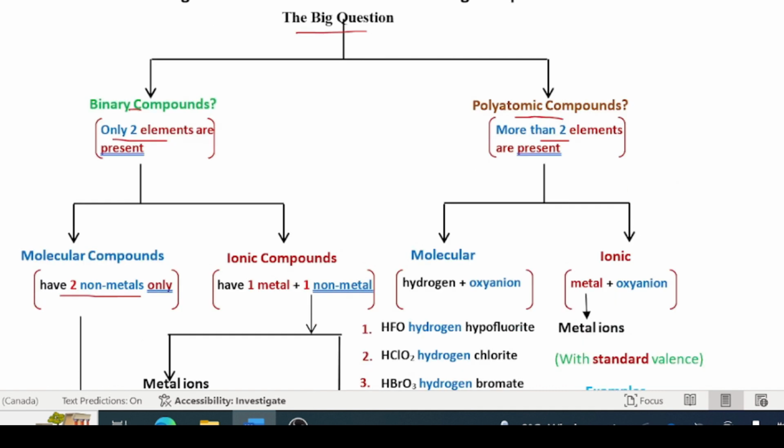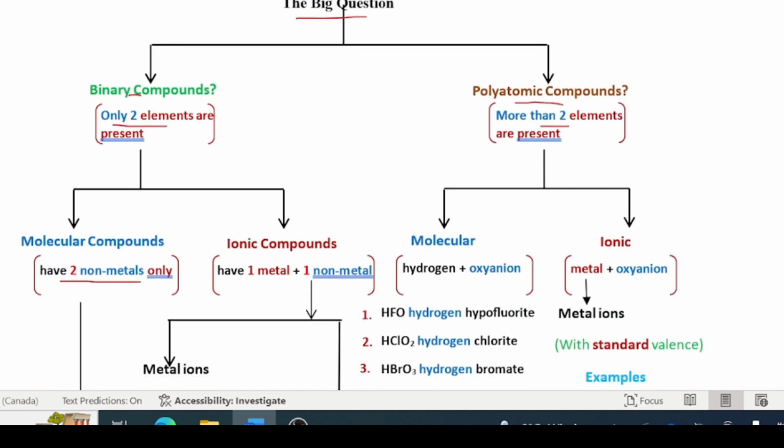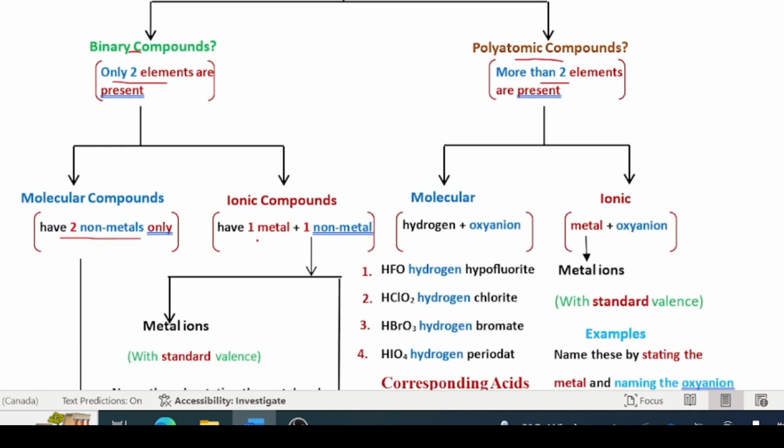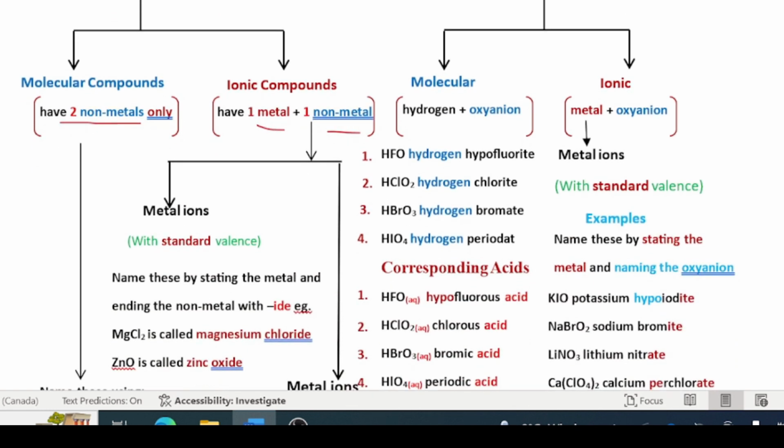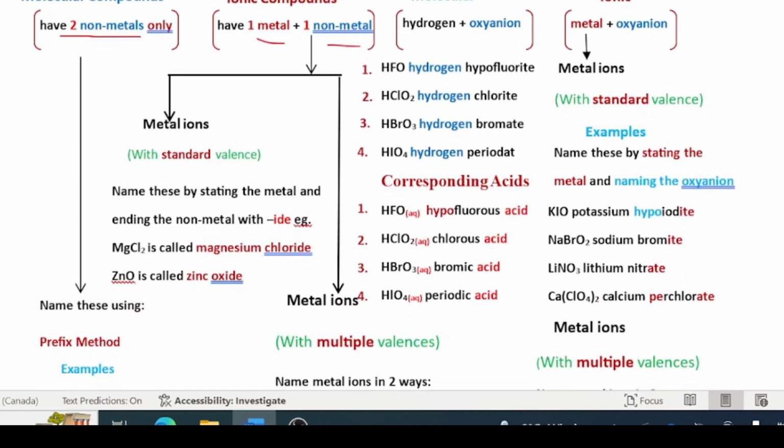If it is two elements, but is not binary molecular, it will have a metal and a non-metal. Okay? This is a very nice flow chart for you to watch. There are two types of metal. You can have metal ions with standard valence and those with multiple valence. So if it is standard valence, you name it as it is. For example, this is magnesium. It belongs to group 2A. You just name it as magnesium chloride. Zinc, yes, standard, zinc oxide.